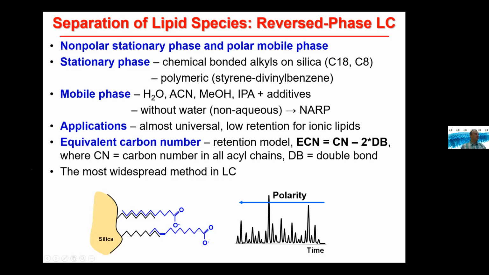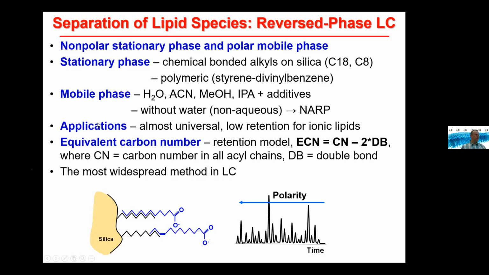Now, I would like to explain the benefits of species separation by reverse phase chromatography. Here we have a non-polar stationary phase and a polar mobile phase. Stationary phases are long chains bonded to silica gel, like octadecyl silica gel, octyl, or others, eventually polymeric stationary phases. Mobile phases are typically methanol-water or acetonitrile-water, maybe with some additives. In some specific cases, like for triacylglycerols, you may skip the water, and then we call it non-aqueous reverse phase chromatography.